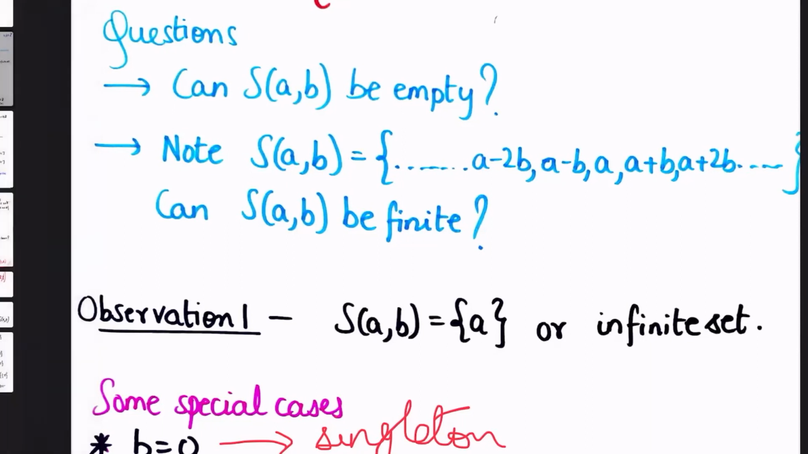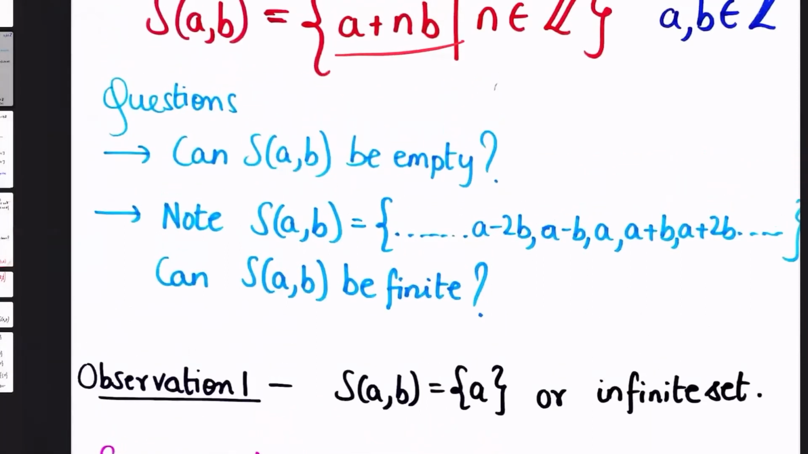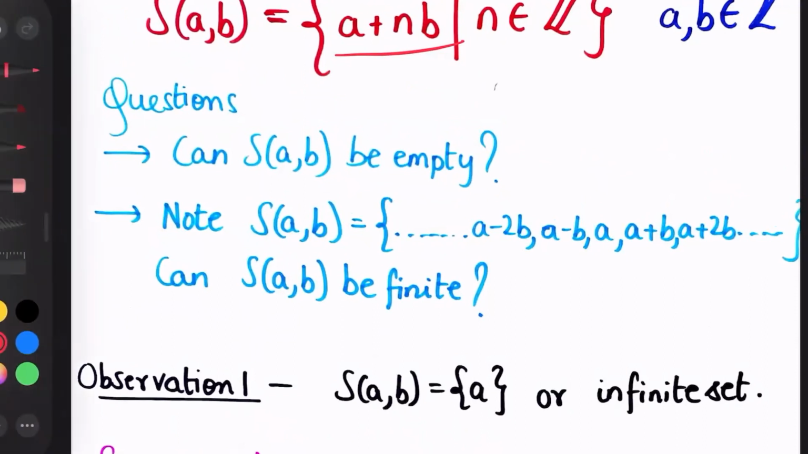Now, the other case that we see is what happens when B is 1. If B is 1, then the common difference is 1. So you're essentially including all possible integers that are there. In that case, S_{A,B} becomes whole of Z.